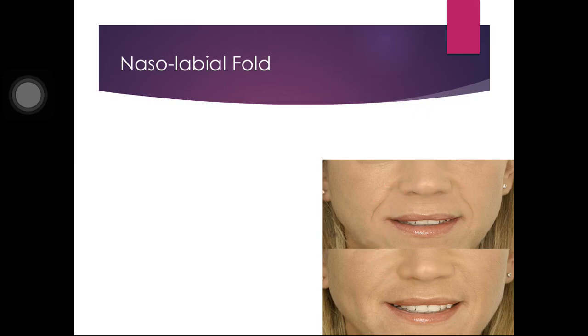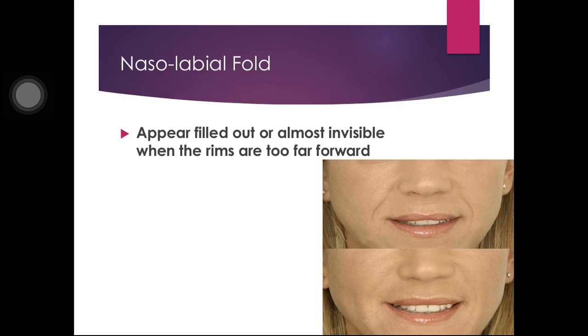these two areas. So how can we check if there is excessive or inadequate fullness of the lips? The nasolabial fold appears filled out or almost invisible when the rims are too far forward. In this case, there does not appear any nasolabial fold, which means that the labial portion of the occlusal rim might be too thick.